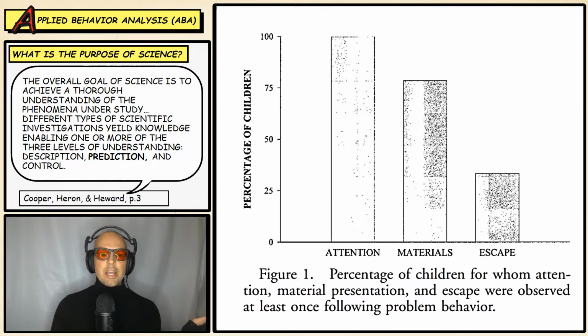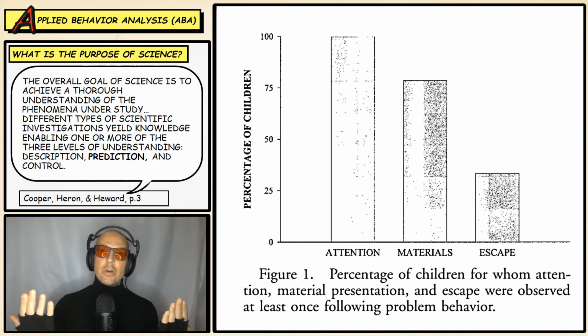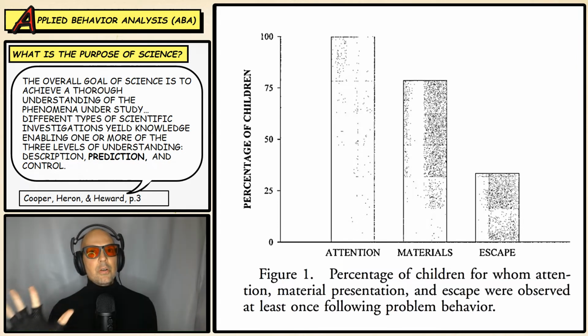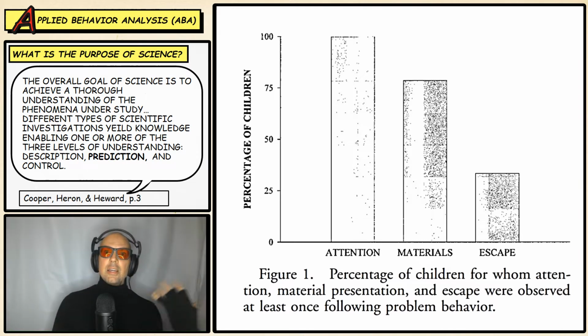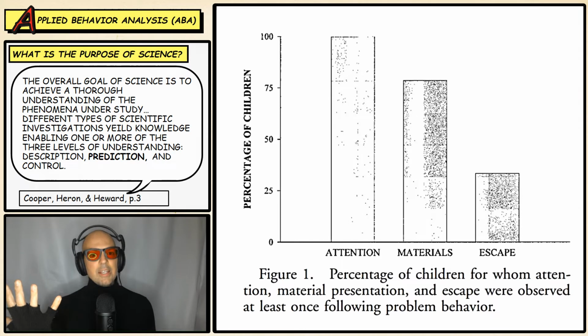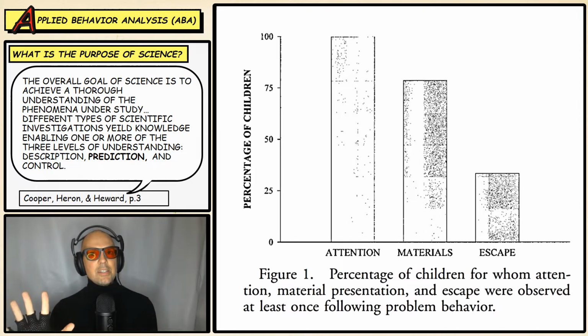In another example, they looked at problem behavior and material presentation. So problem behavior and material presentation, do those two go together? And what they found was that in the presence of problem behavior, you had material presentation about 79% of the time. And then lastly, problem behavior, event number one. Escape from the task, event number two. They found that in the presence of problem behavior, escape from the task occurred with a probability of 33%.